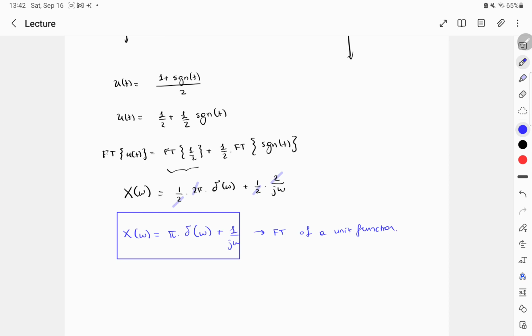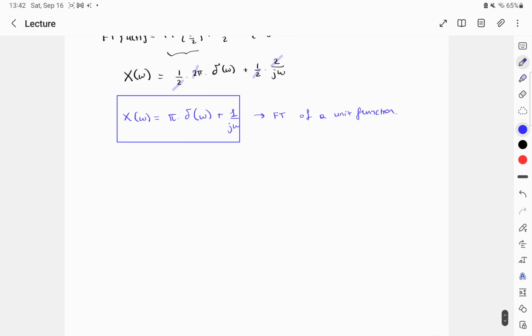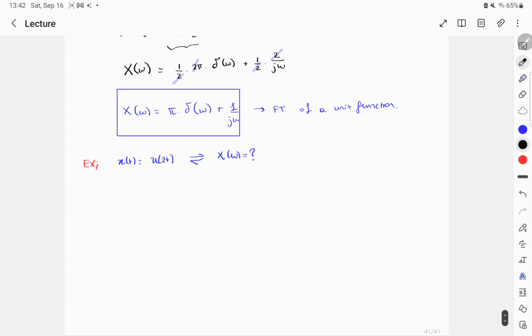Now let's move on to the next example. Sorry, I said formula, but I meant example. Here we are given a signal, x(t) equals u(2t), and then we are asked for its Fourier transform. So how do we compute this?